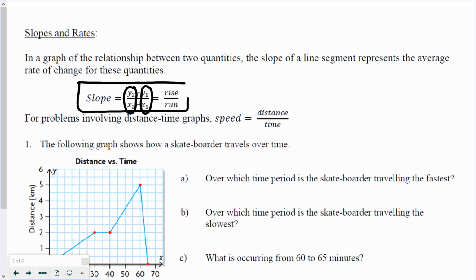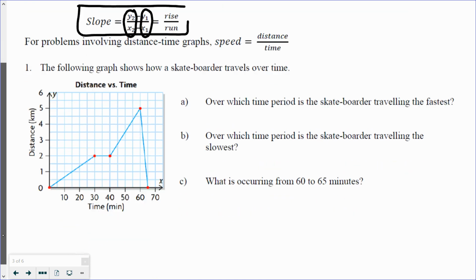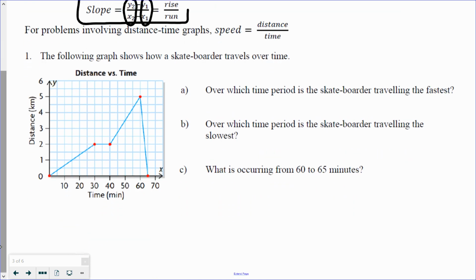So the following graph shows, for problems involving distance or displacement time graphs, speed is equal to distance over time. Now, as a science teacher, I have a problem with the fact that this graph is called distance versus time because you can't have negative distance. So maybe we'll call it displacement versus time, or maybe we'll just pretend that this is math class and I shouldn't be so picky.